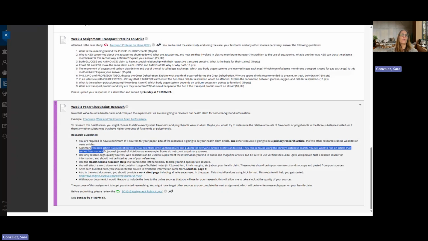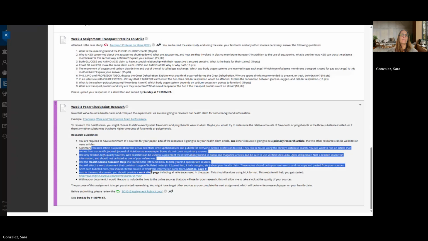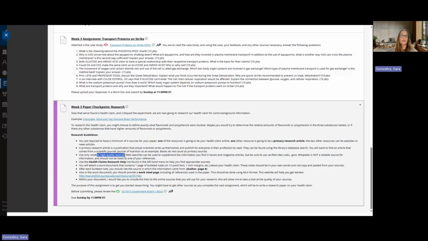Make sure you read over everything here, because there are also some very specific things. So for instance, make sure you use high quality sources. So don't go to Wikipedia or a blog. Make sure it's actually reputable. You're also going to attach a Word document that has bulleted notes about the health claim coming from each of those sources. So again, the rubric has more information about this.